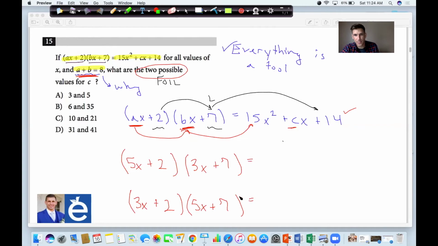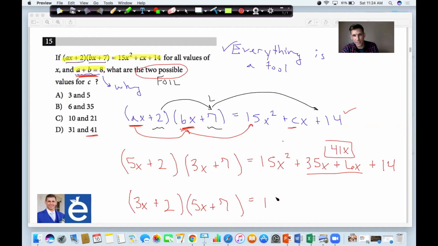Now let's simplify this. 5x times 3x is 15x squared. 5x times 7 is plus 35x. 2 times 3x is plus 6x. 2 times 7 is plus 14. The plus 14 plus 15x squared, that works. So this is now my middle term. This is 41x. 41 should be my answer. It's going to be D, most likely.